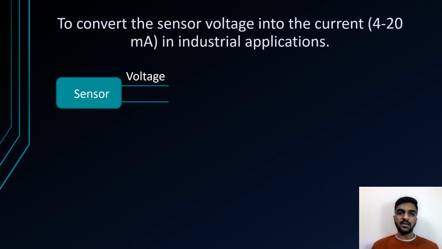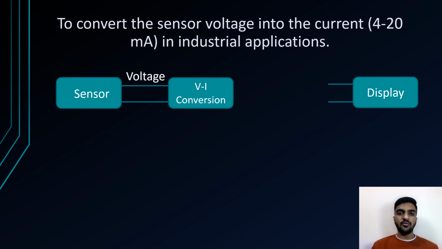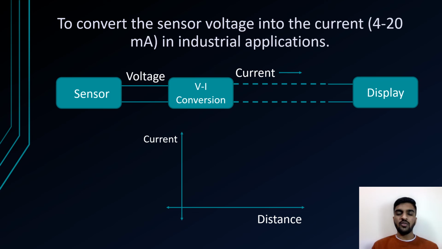Now, if we have to send the voltage from the sensor unit to a display unit, which is quite at a distance from the sensor unit, we add a voltage to current converter in the middle. Then we convert the voltage into current in the converter, then pass the current from the converter to the display unit. So we know that the current remains the same irrespective of the distance. Therefore, the current remains the same as the distance increases. That is given in the graph below.